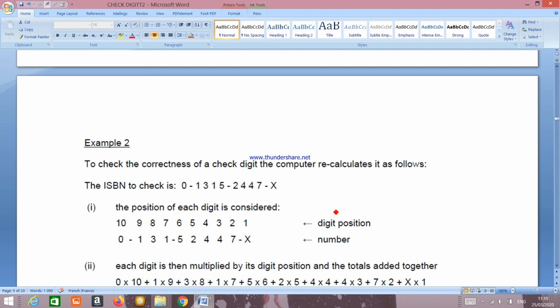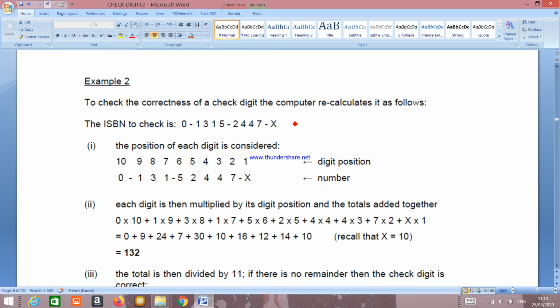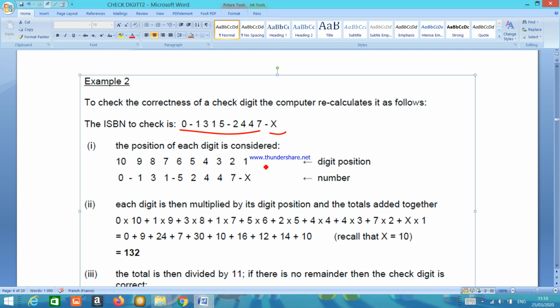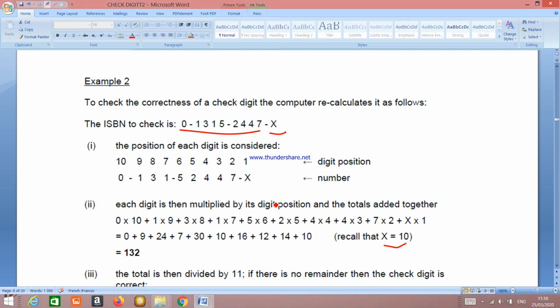Now let's take a second example. In this case, you have an ISBN number, and at the back you have the X, which is a check digit. Remember that X represents the number 10. So X, we recall, is the number 10. The check digit is 10.